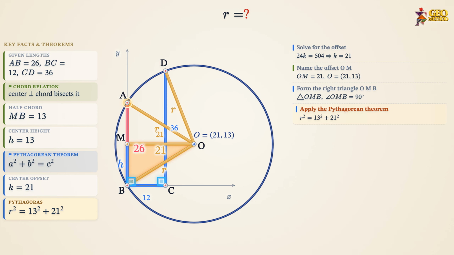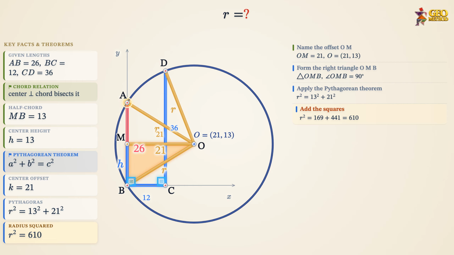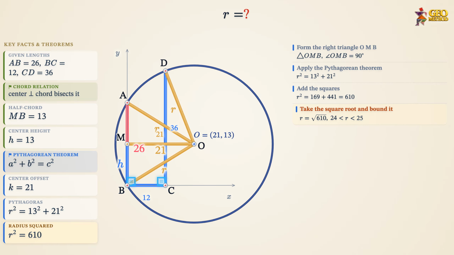The radius squared equals the sum of the squares of the legs, which is 13 squared plus 21 squared. 13 squared is 169 and 21 squared is 441. Their sum is 610, so the radius squared is 610. Take the positive square root. R is the square root of 610.